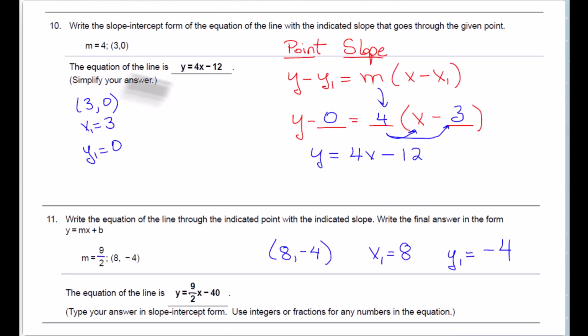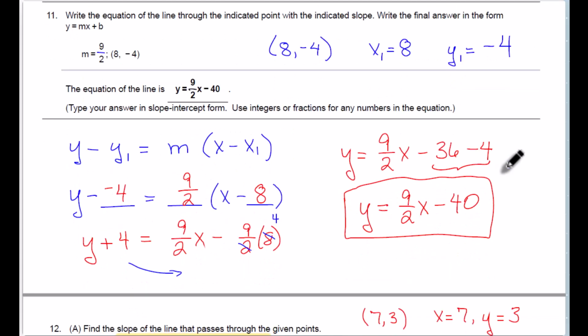In question 10, I've got write the slope-intercept equation with a slope of 4, and it must go through the point 3, 0. All right, so I don't exactly know what's the y-intercept. So I use point-slope. I plug in my value for m. All right, I plug in the point I know, which is 3, 0. And when I simplify this, I'm going to distribute the 4 in, and I get y is 4x minus 12, which is the equation of the line.